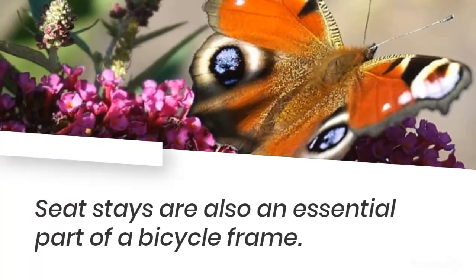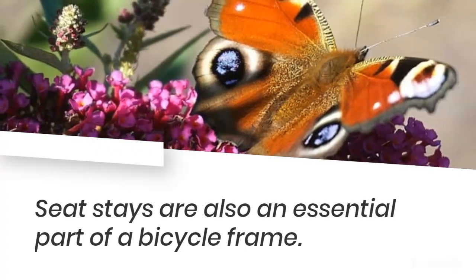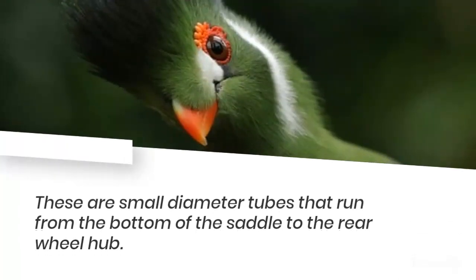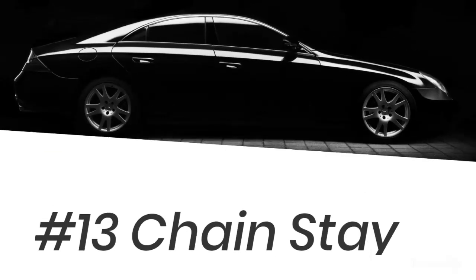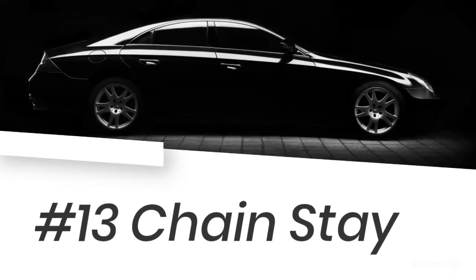Seat stays are also an essential part of a bicycle frame. These are small diameter tubes that run from the bottom of the saddle to the rear wheel hub. Number 13. Chainstay.